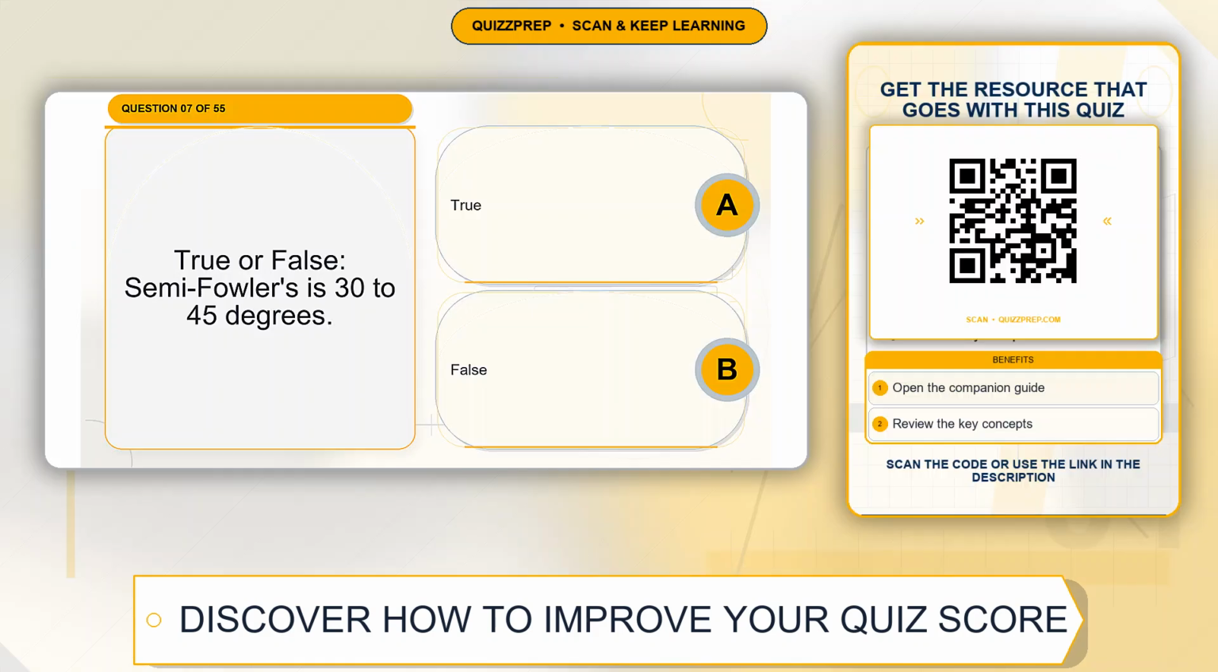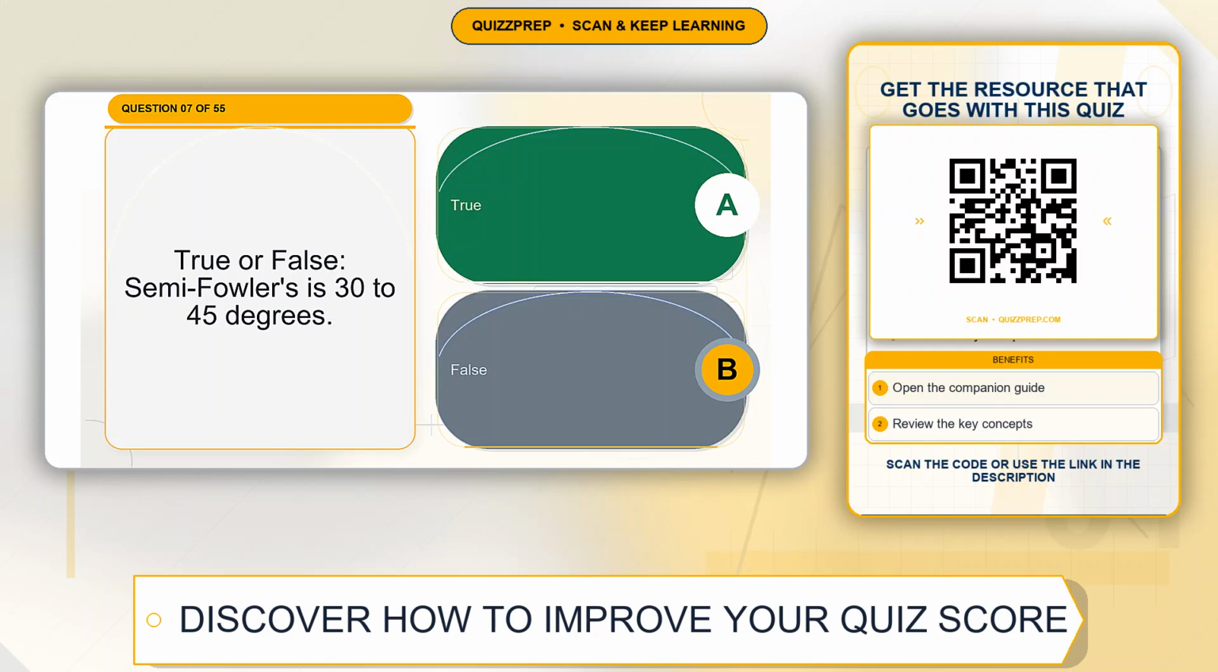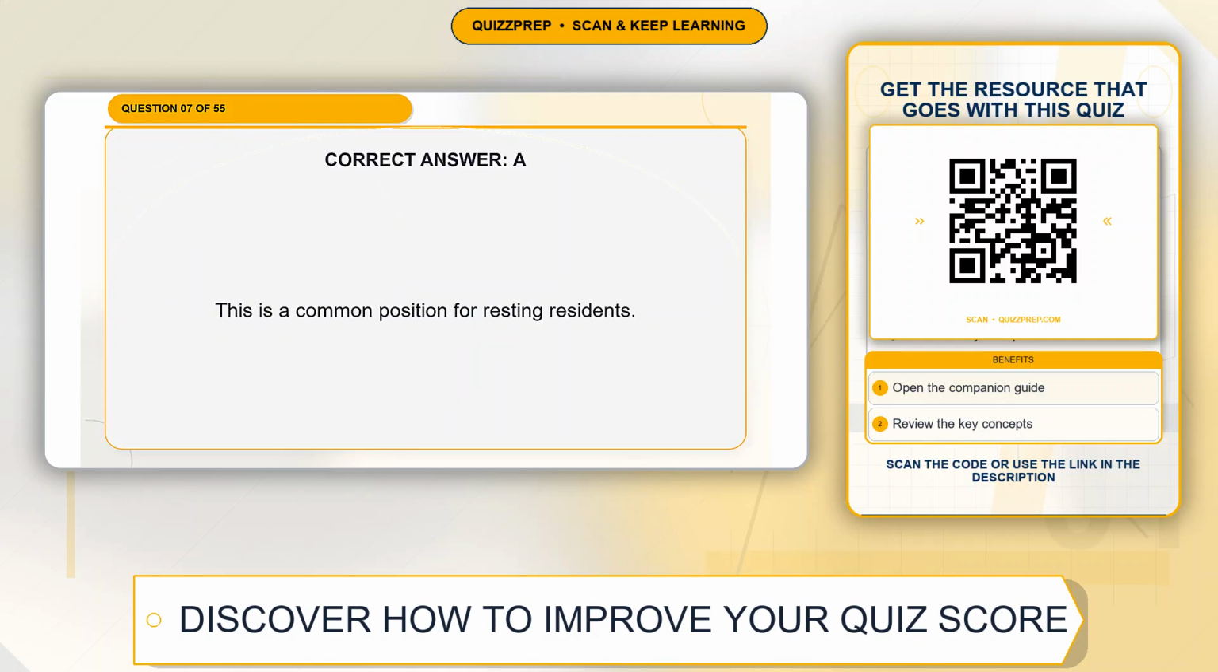Question 7. True or false, semi-Fowler's is 30 to 45 degrees. Option A, true. Option B, false. The correct answer is option A, true. Explanation. This is a common position for resting residents.